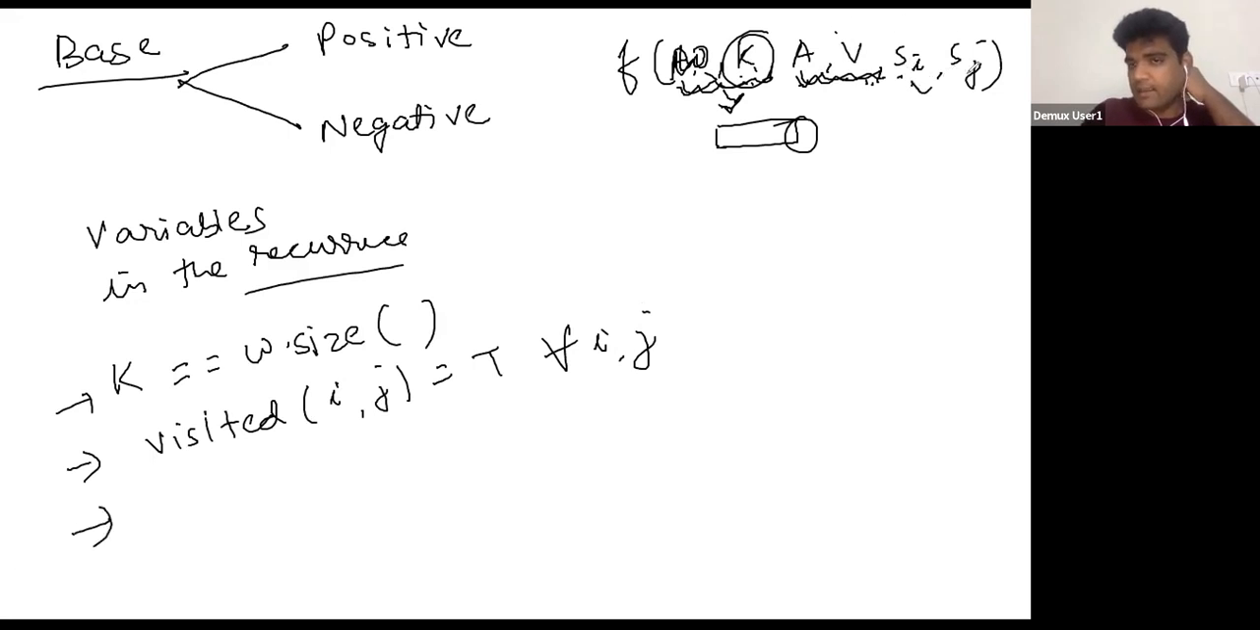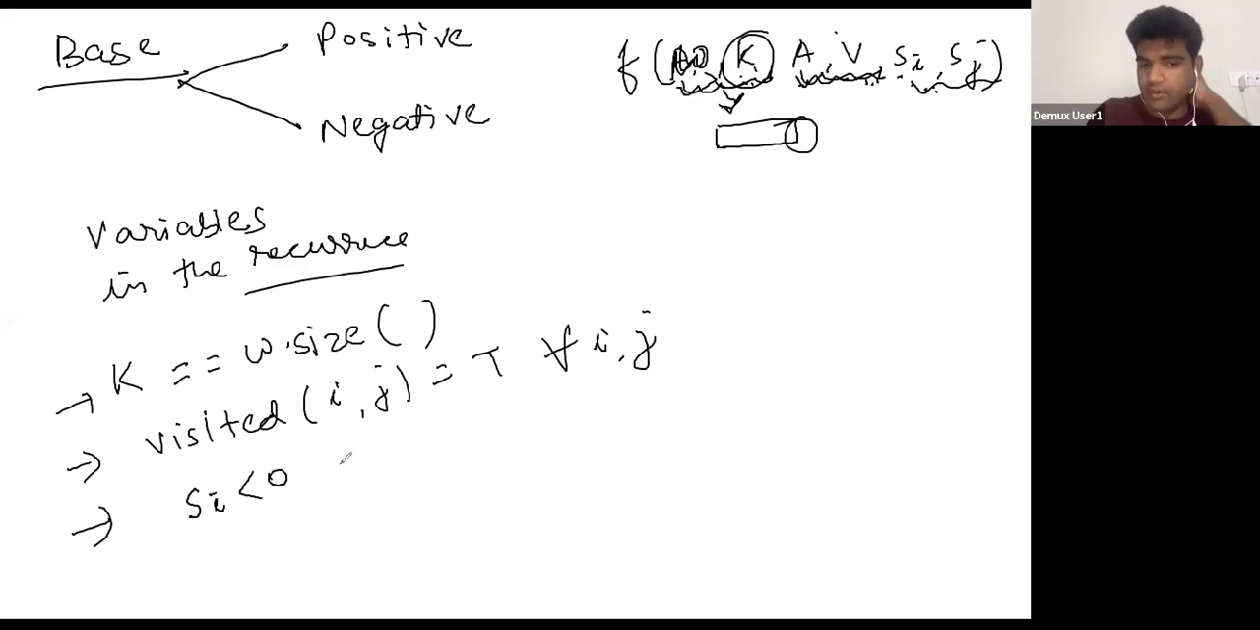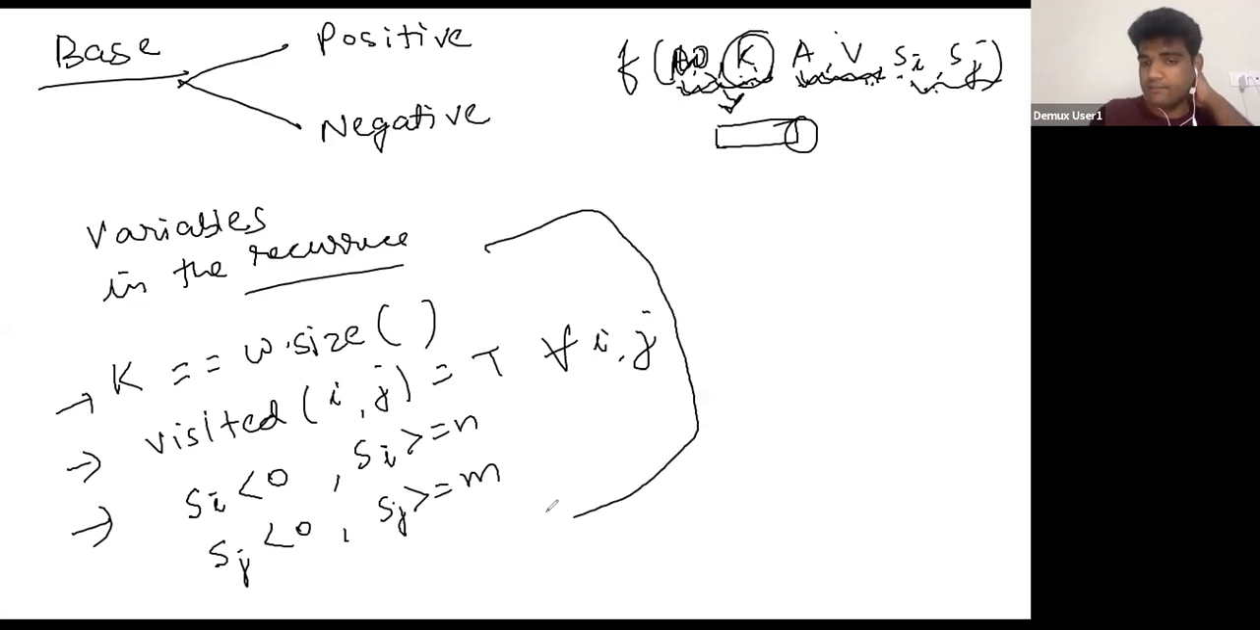What is the third? SISJ. So what are the base cases for this? The start index. End index also. Yes. So it can go negative or it can become greater or equals n. Sj can go negative and Sj can become greater or equals m. So these are basically the base cases. I just looked at the arguments and arrived at the base cases. So now let's think what will be your result in each of the cases. For this case, what will be your result?